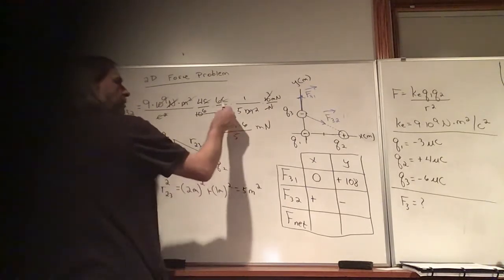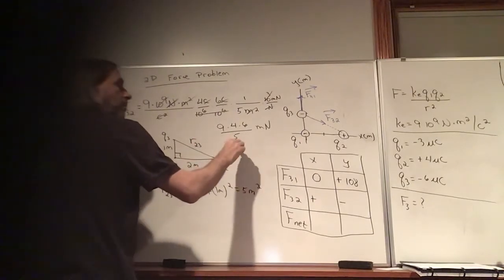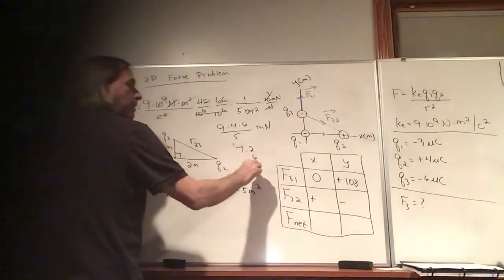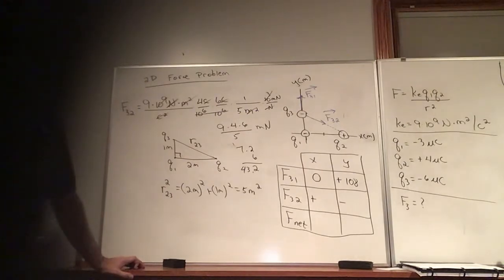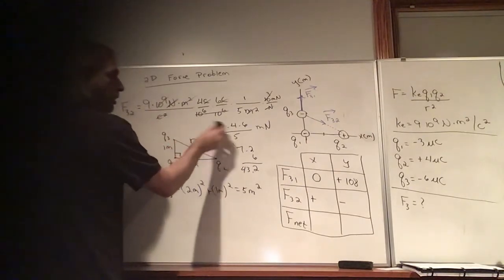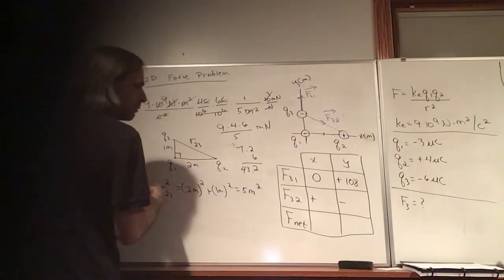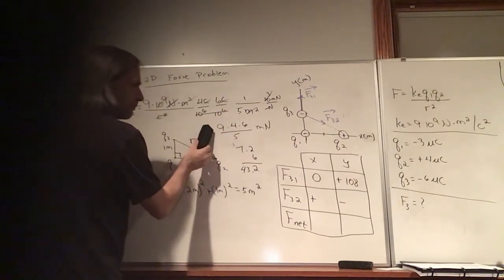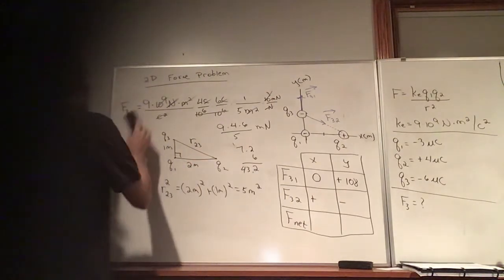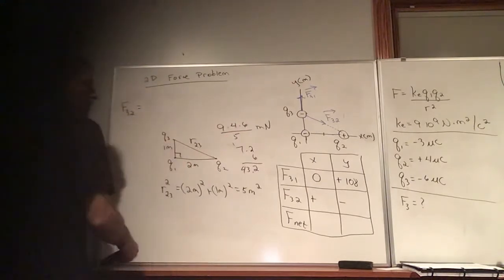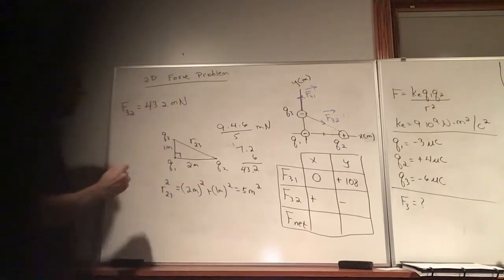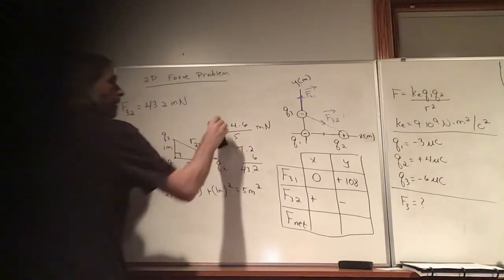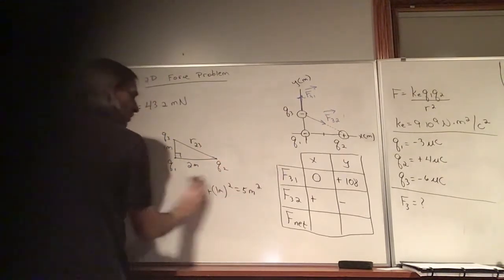Here's what I can do. 4 over 5 is 0.8 times 9, that would be 7.2, and then times 6. Yes, we're getting around 43.2 millinewtons. So I'm going to write that down somewhere. Let me just double check. Yeah, 43.2, I believe that number. So I'm going to write that down here. F32 is 43.2 millinewtons. And I'm going to erase this junk here. We don't need this anymore.